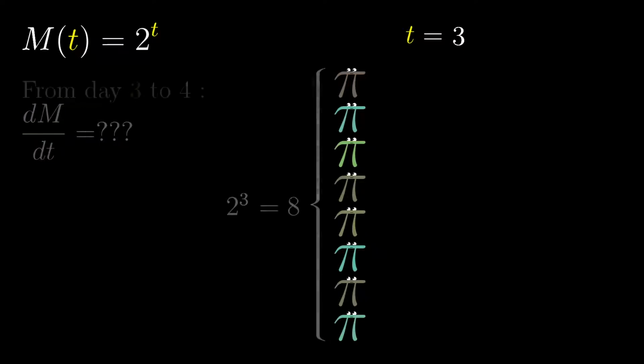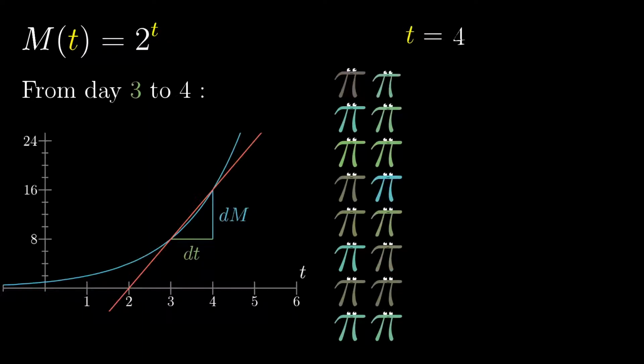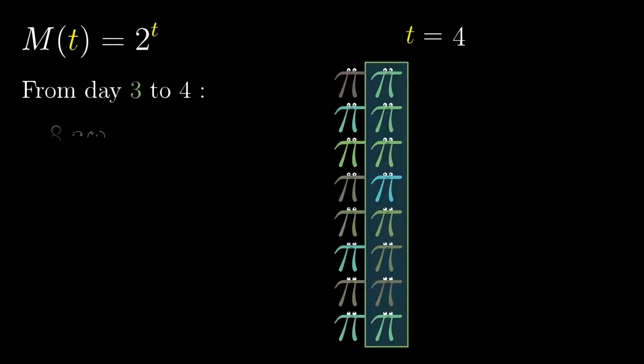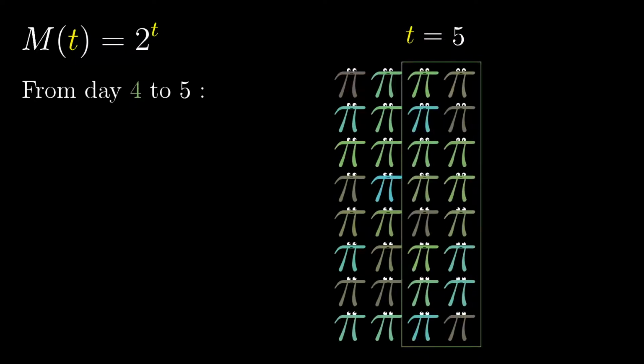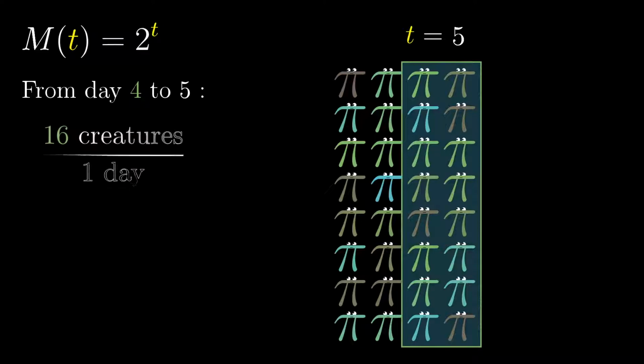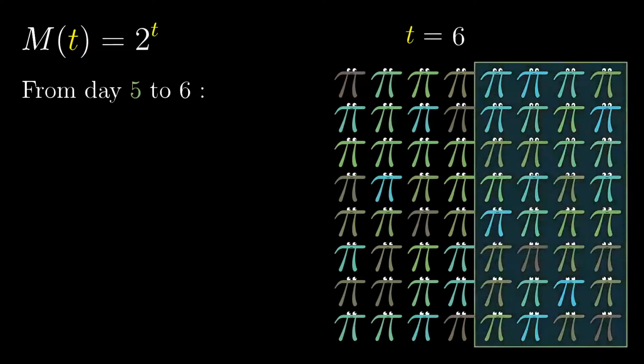And let's start by thinking of the rate of change over a full day, say between day 3 and day 4. Well, in this case, it grows from 8 to 16, so that's 8 new creature masses added over the course of one day. And notice, that rate of growth equals the population size at the start of the day. Between day 4 and day 5, it grows from 16 to 32, so that's a rate of 16 new creature masses per day, which again equals the population size at the start of the day.